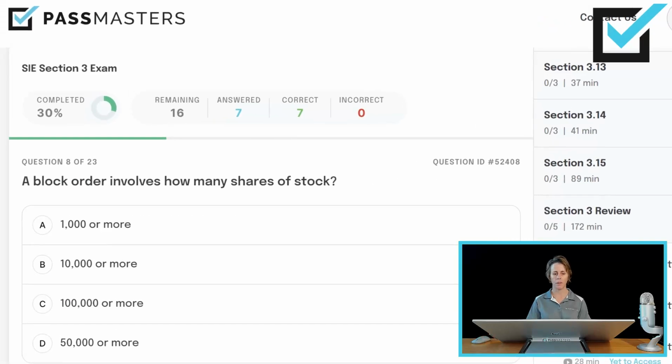A block order involves how many shares of stock? 1,000 or more, 10,000 or more, 100,000 or more, or 50,000 or more. A block of stock is 10,000 or more shares.